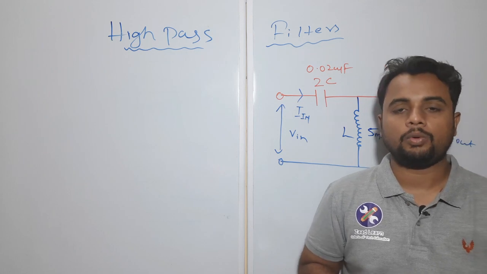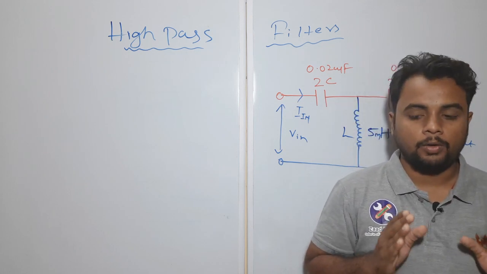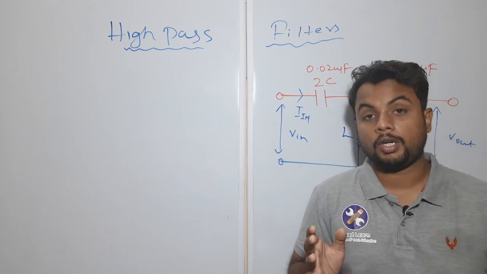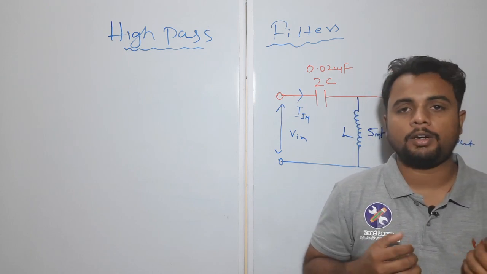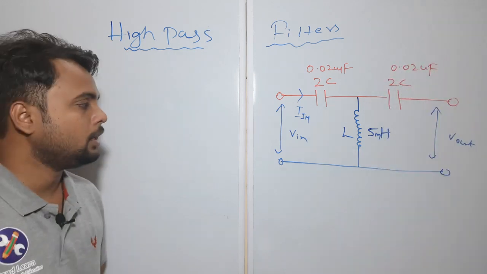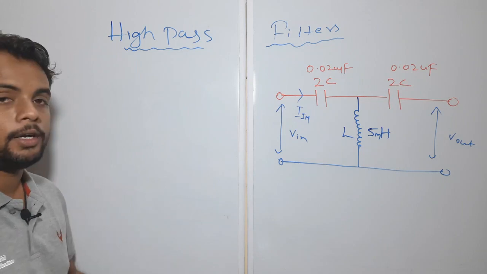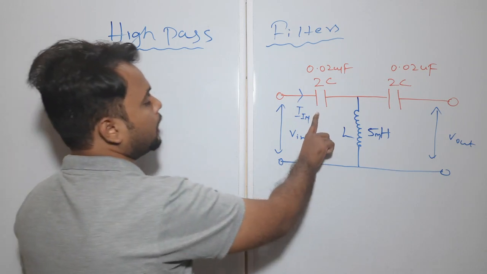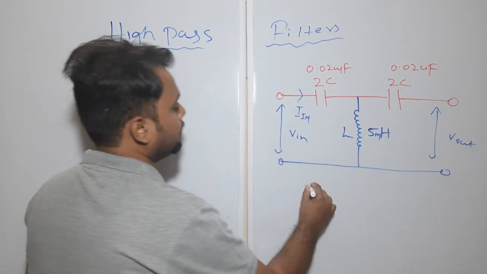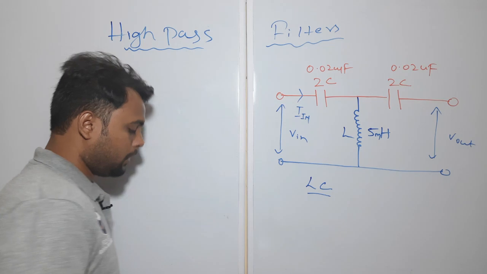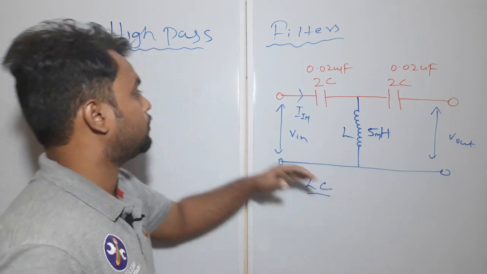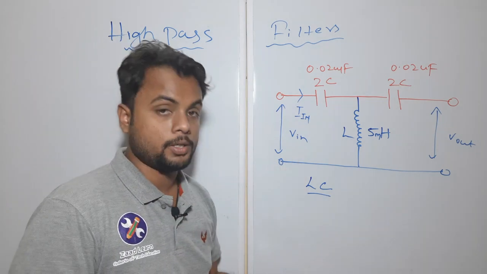So what the filter will do is take the unwanted frequency that you don't want to pass through it. Whether that will be a high frequency or a low frequency, we will discuss later. But that unwanted frequency should not pass to the output. Now as you can see in the diagram, a high pass filter is the combination of a capacitor and an inductor. So this is basically an LC filter. The position of capacitance and inductance will decide whether this will be a high pass filter or a low pass filter.